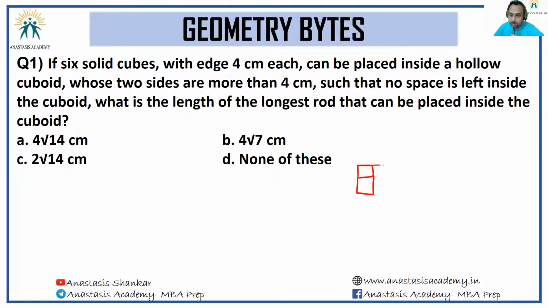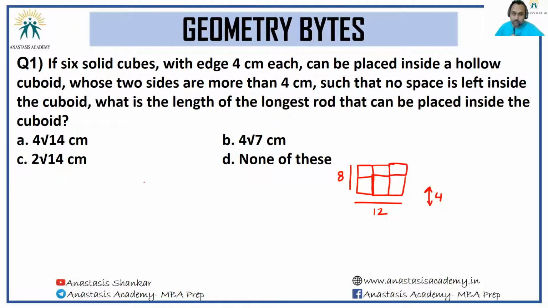The only way you can fit 6 boxes inside it would be this way. You will have 6 cuboids placed here. So this length will turn out to be 12. This length will turn out to be 8. And the height, which is not visible because these are two-dimensional faces, will be 4. So for the large cuboid, the dimensions are 8, 12, and 4.